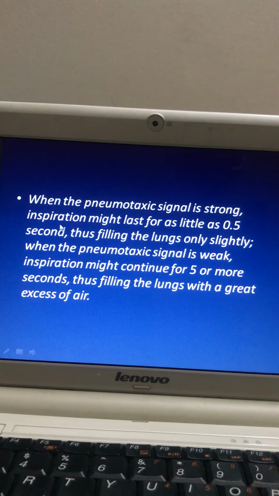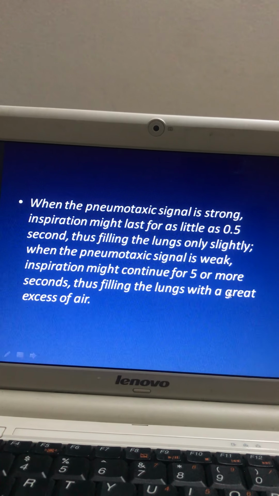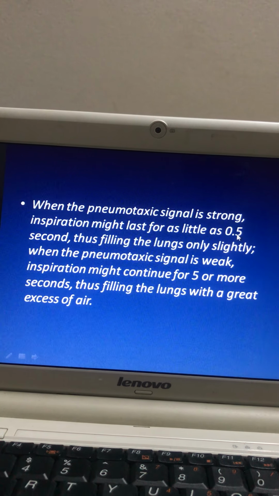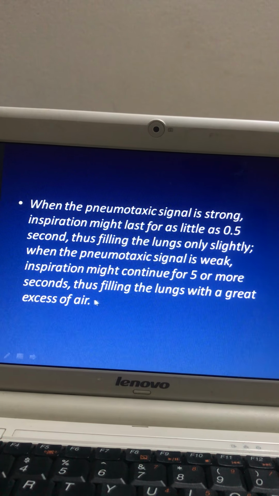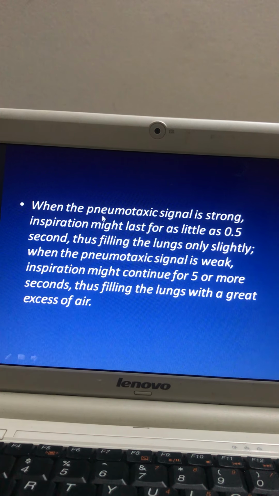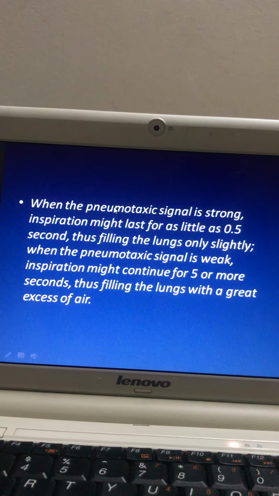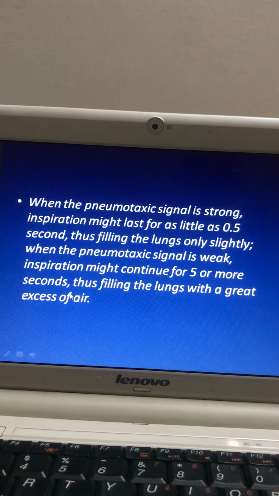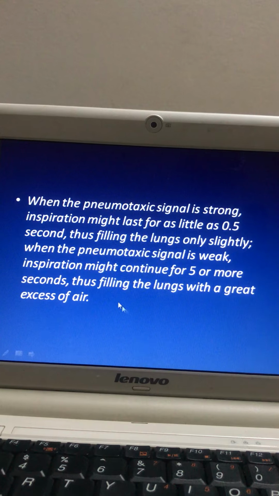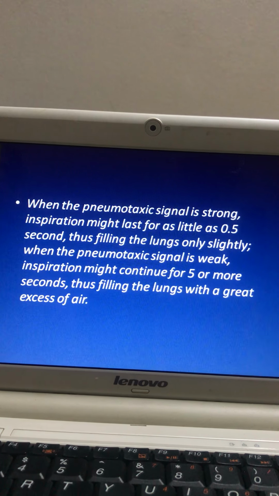That means stimulation of the pneumotaxic center shortens, or decreases, the time of inspiration. When there is a decrease in the time of inspiration, there is an increased rate of respiration. That is, excess stimulation of the pneumotaxic center increases the respiratory rate, and decreased stimulation of the pneumotaxic center decreases the respiratory rate. That means the pneumotaxic center limits, or controls, the respiratory rate.